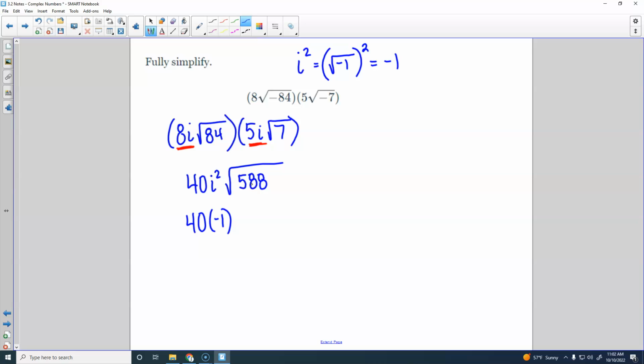And 588, oh my goodness. What goes into it? 49 and 12. All right, if 49 and 12 will work, there's something bigger because 12 will break down. Even though 81 go into it.